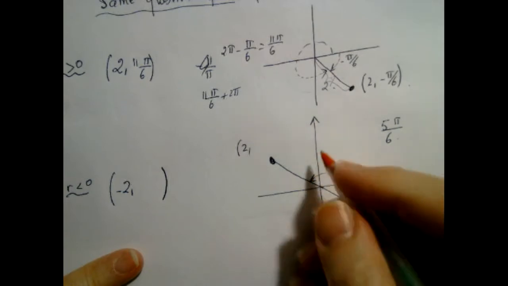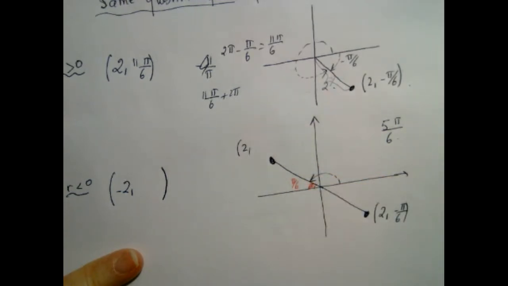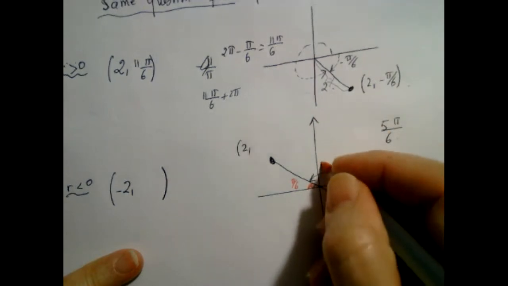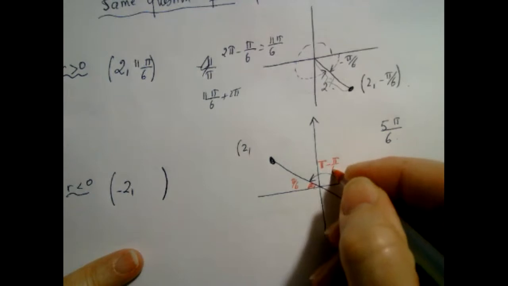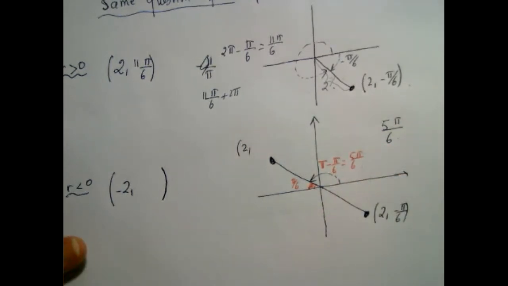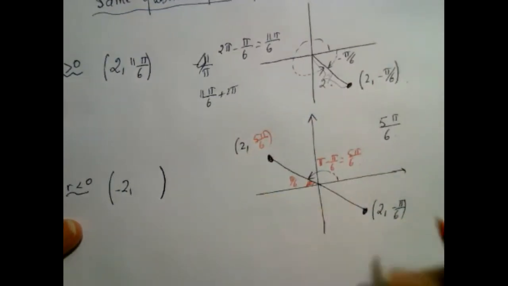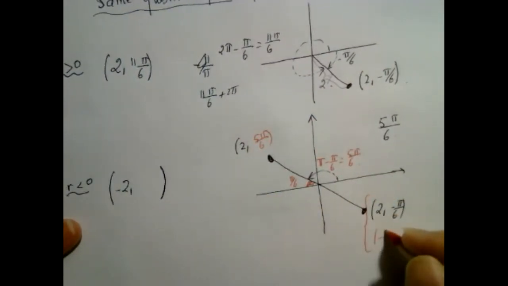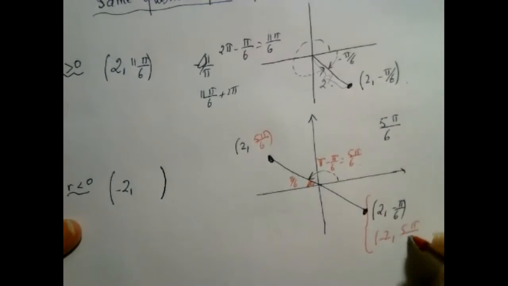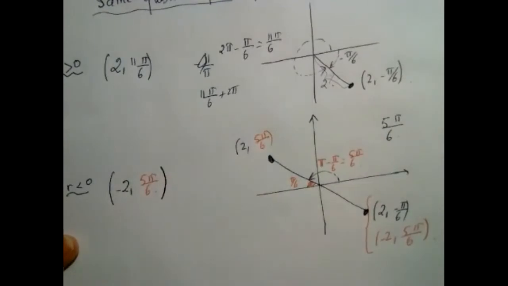But now the picture, of course, suggests that this angle here is pi over 6. I mean, we're just using basically the picture. So this is going to be pi minus pi over 6, which is 5 pi over 6. So this is 5 pi over 6. So this one, another representation, is going to be -2, 5 pi over 6. Okay, so this is going to be 5 pi over 6. All right, so that's how we do it for negative r.